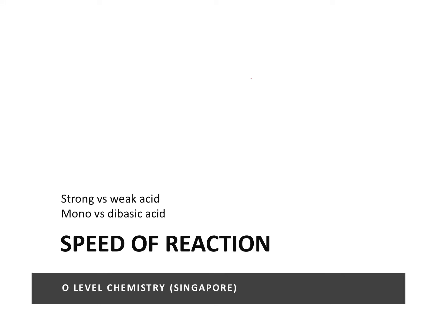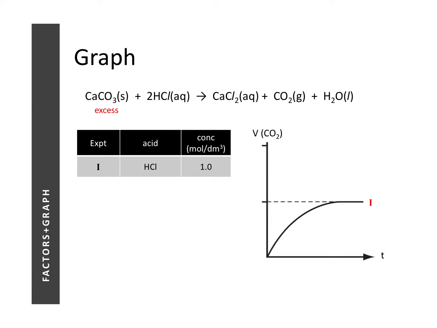In this video, we're going to look at the type of speed of reaction question, which is quite common, where the question gives you different types of acids, and you are required to predict how a change in the acid affects the shape of the graph that's obtained. Now, before we go into that, a quick revision of the chapter of speed of reaction.